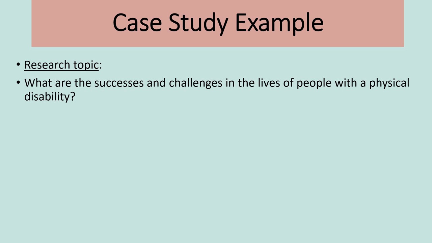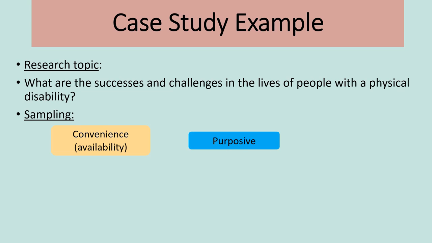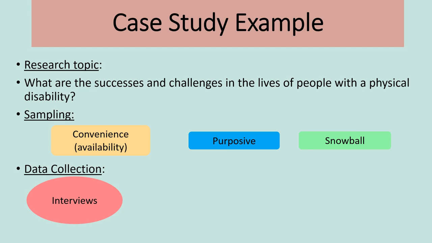A case study research design could be used to interview people with a physical disability and ask them to describe successes and challenges in their lives. The researcher would then use individual narratives to describe each person's successes and challenges. Sampling would be convenience, purposive, or snowball, depending on the research context, and data collection would typically be interviews so that participants could provide their narratives.